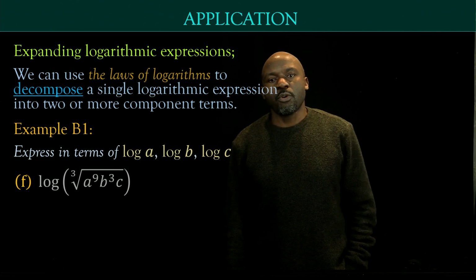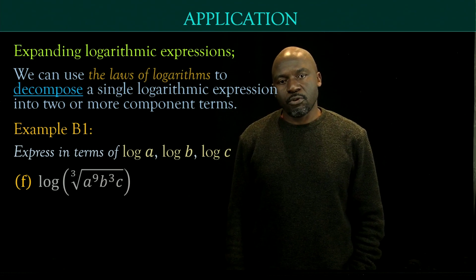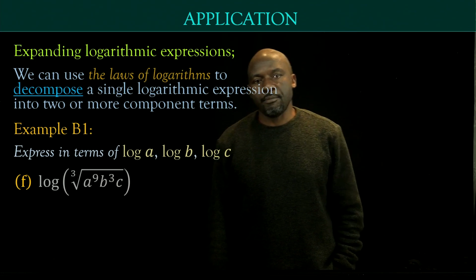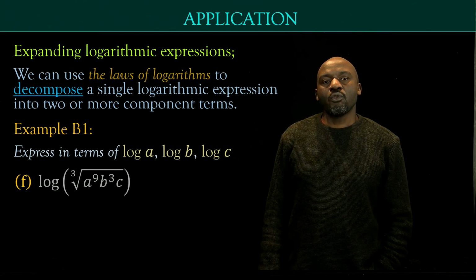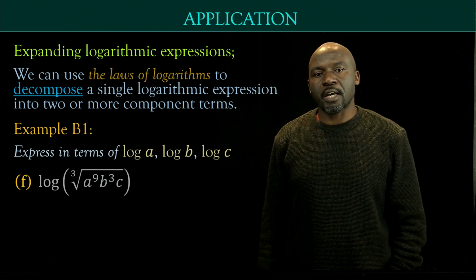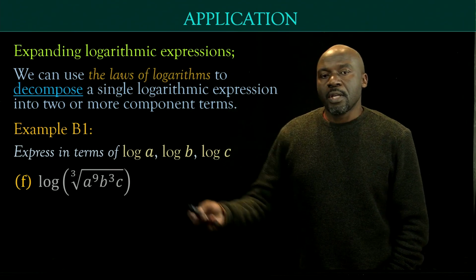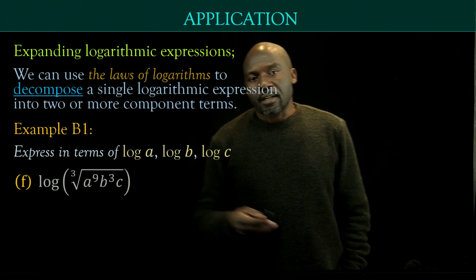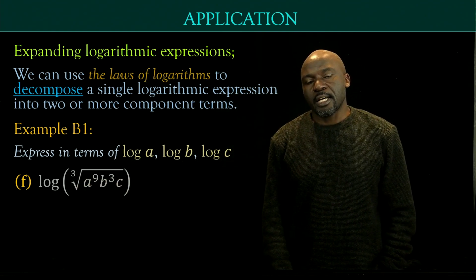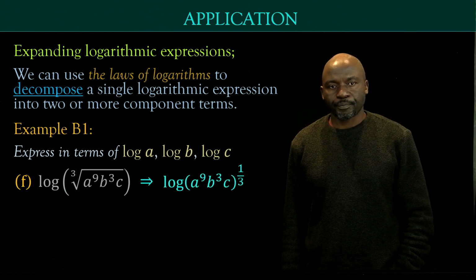Question F, please pause the video and try to solve this by yourself. Notice that this is the cube root of several letters in there, A, B, and C. So how do we simplify this? Notice that the cube root means power a third, but it is everything inside, the argument of the radical sign there, everything inside is to the power of a third. So I could express this like that.